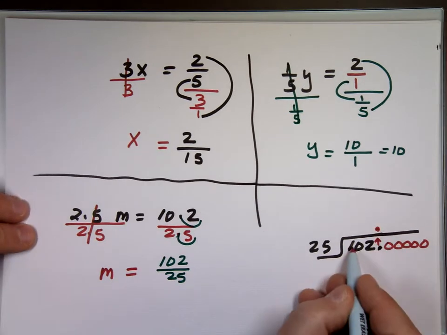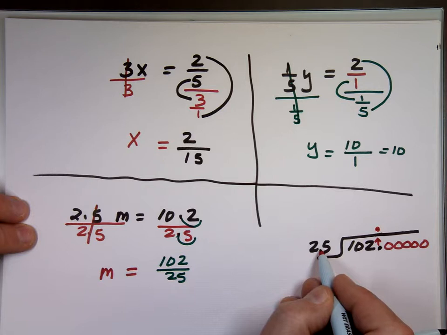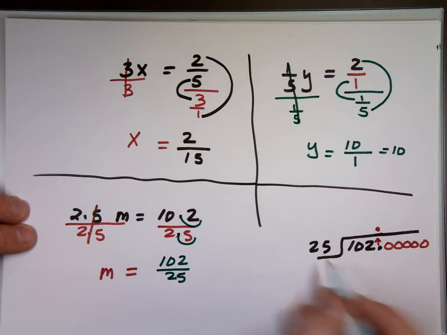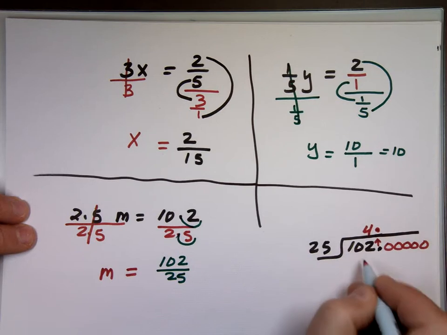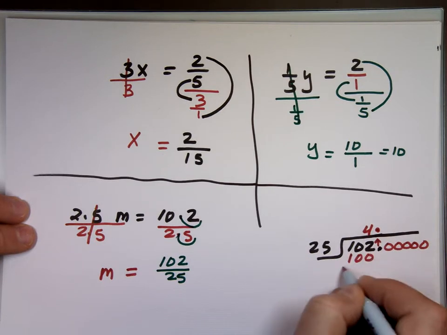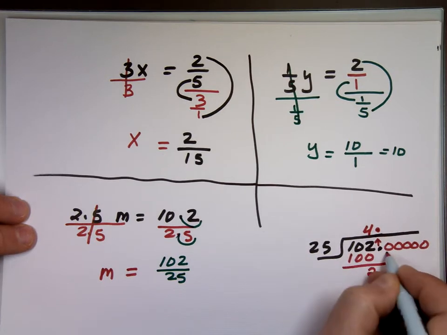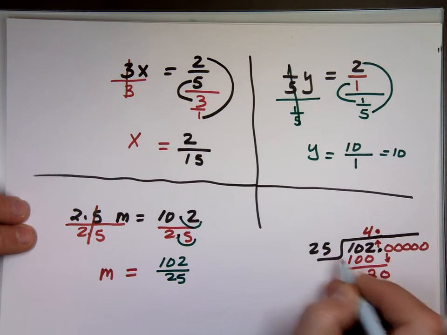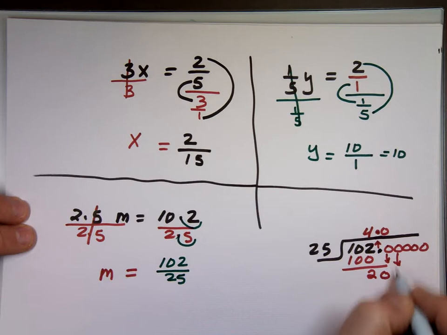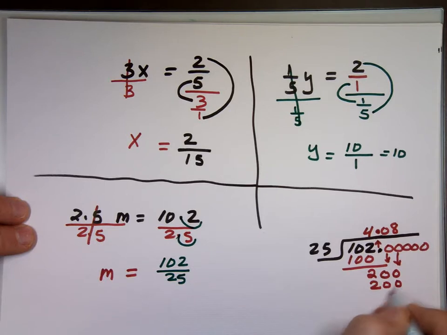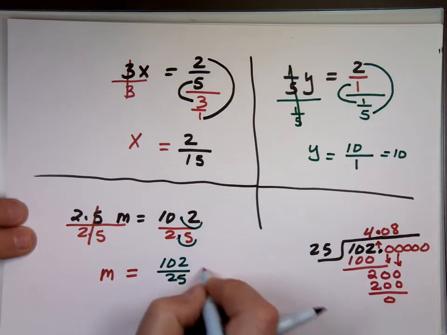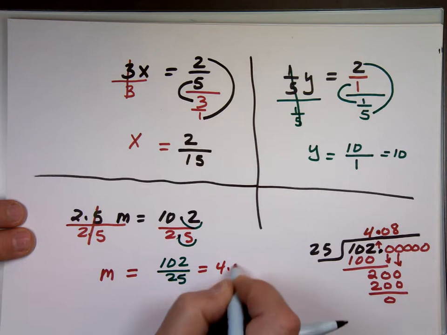Can I divide 1 by 25? No. 10 by 25? No. 102 by 25? 4, that'll be 100. The remainder is what? 2. Bring that 0 down. 20 by 25? Can't. Bring the other 0 down. 200 by 25. 8. 8 times 25 is 200, and we're done. So my answer is 4.08.